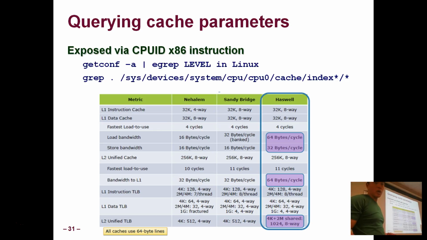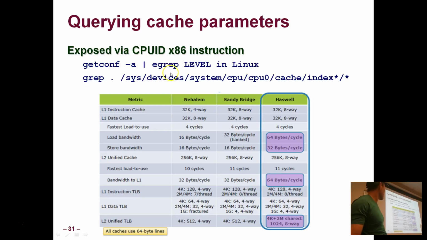Okay, so the cache parameters are exposed using the CPU ID x86 instruction, which there was a program earlier that had it for whether or not you had MMX. It's the same instruction. CPU ID will load up all your registers with everything that it supports, and one of the things that it gets sent back is your caching information.